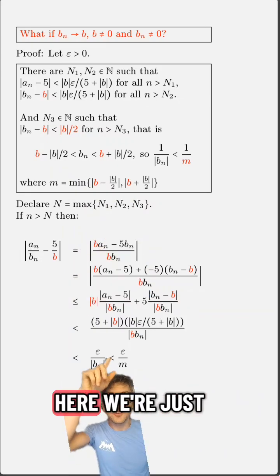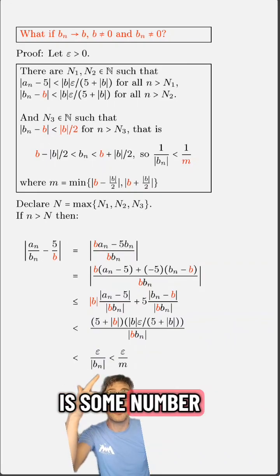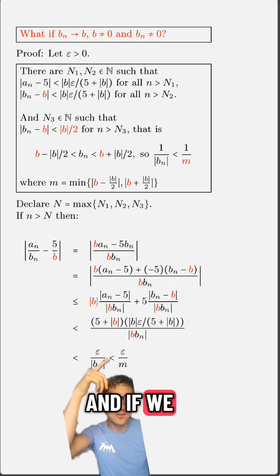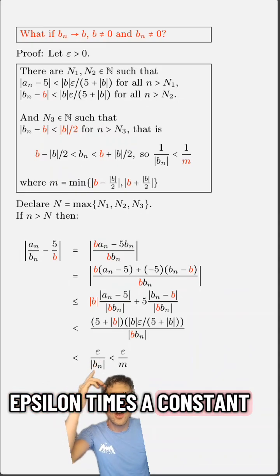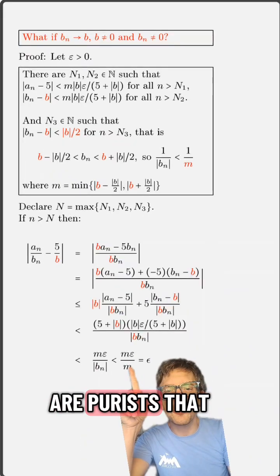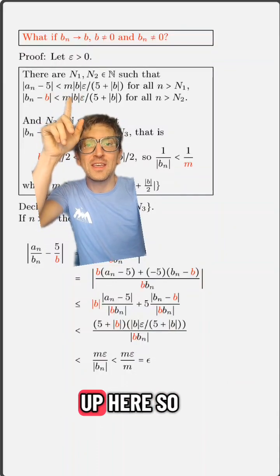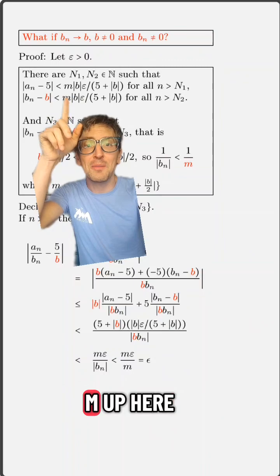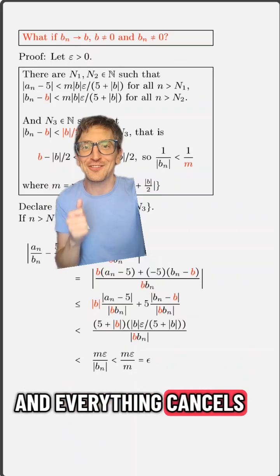But now down here, we're just going to get epsilon over m, and now we're really great, because m is some non-zero number. And if we can show that the thing we wanted was less than epsilon times a constant, we're going to be able to show that it's less than epsilon. And for those of you who are purists that want to see how we get exactly epsilon, well, we can modify what we did up here so that we introduce that factor of m up here so that down below, we're going to get m times epsilon and everything cancels perfectly.